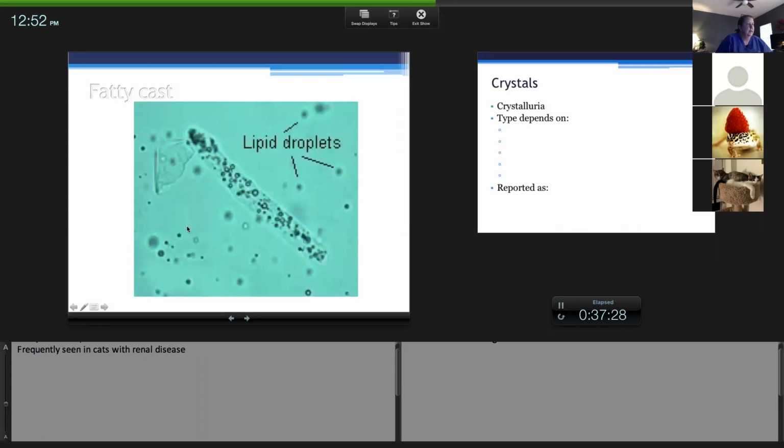And then sometimes you get fatty casts. You've got a cast form, so we know it came from the tubules, but they've got lipid droplets. Sometimes cats with renal disease, disease to the kidneys, can have these types of casts, with the fat not where it needs to be.